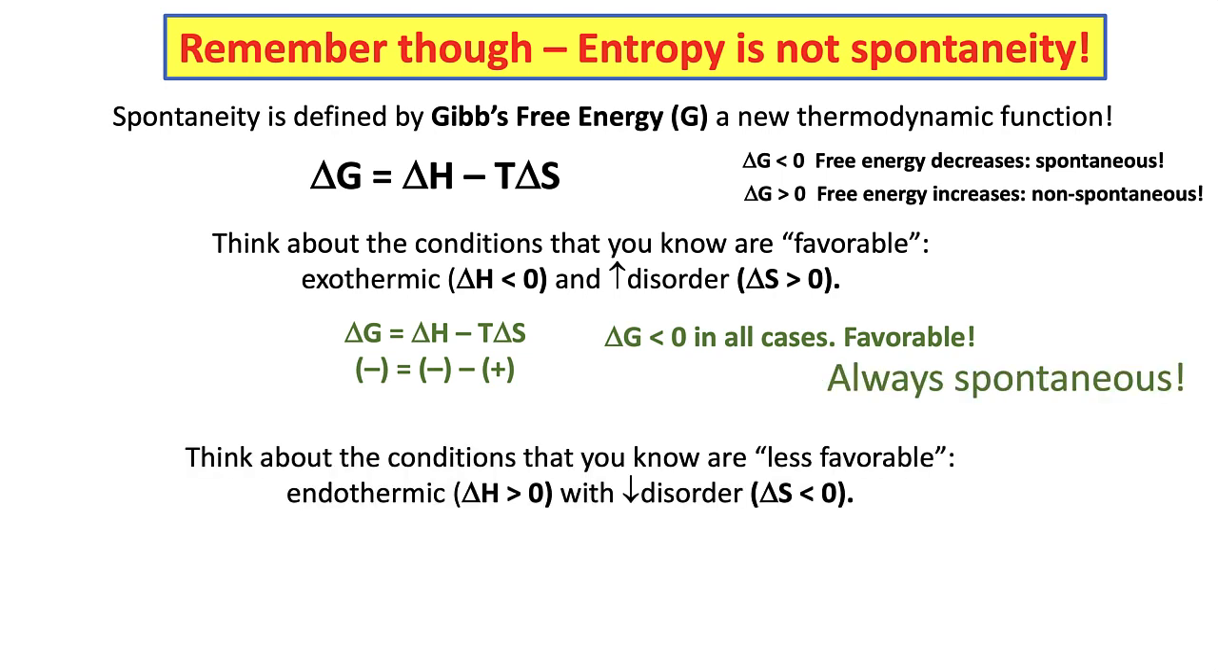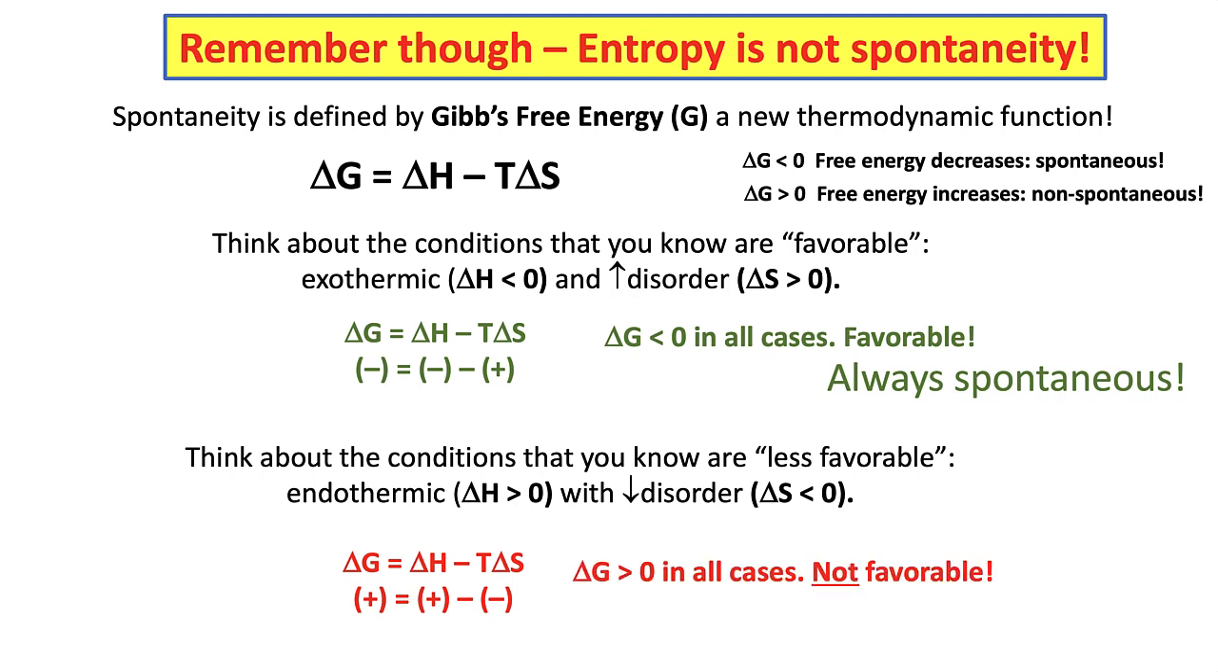What about if we think of the conditions that are less favorable? Well, what if it's endothermic with the disorder decreasing, which is to say the delta S less than 0? Well, in this case, the delta H is going to be positive, and we're going to subtract a negative. So we're starting with something positive, and we're actually going to be adding to that because we're subtracting a negative number, which is like adding. One point here is that T, of course, is in Kelvin, and so it's always going to be positive, and so it's not going to change the sign of delta S. But in this case, delta G is always greater than 0, and so it's never going to be spontaneous. It's always non-spontaneous if we have these conditions where it's endothermic with the disorder decreasing.